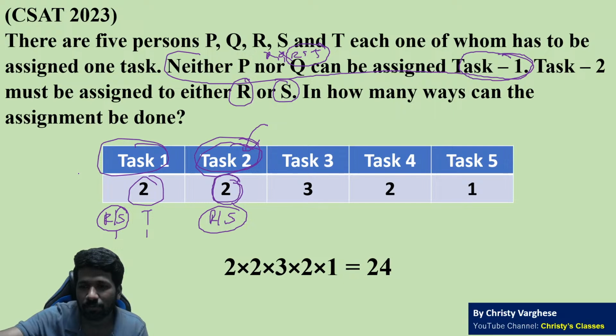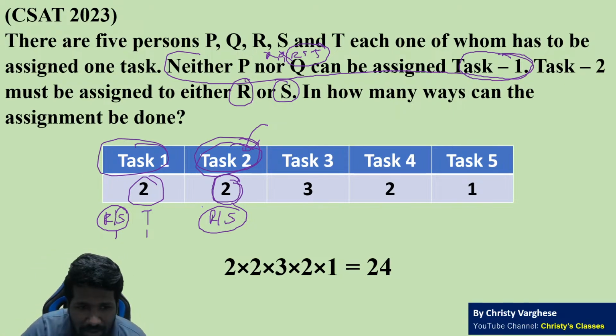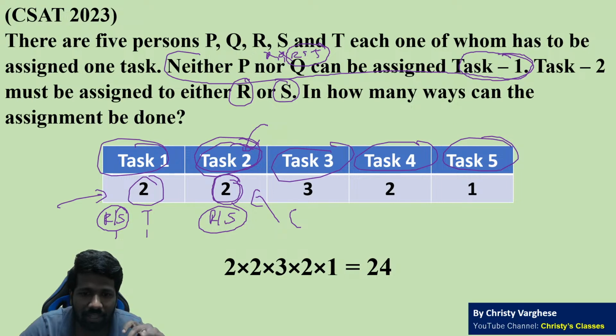Now task 3, task 4, task 5 can easily be filled. How? Task 3: we already filled a person for task 1, we already fixed a person for task 2. So two people are not available. Who are they? We don't know. But two people are not available. Other tasks don't have any constraint. That is why the remaining three people, anyone can be given task 3.